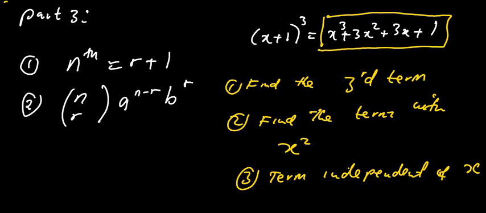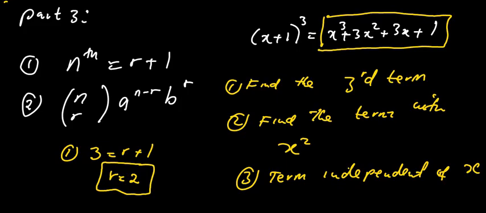So we're going to have the first one. They're saying find the third term. When the term has been given, I want you to listen closely, guys. If it's the third term, you replace it in the nth term formula to get the r. So we have 3 equals r plus 1, meaning r is just going to be equal to 2. That's going to be the value of r.